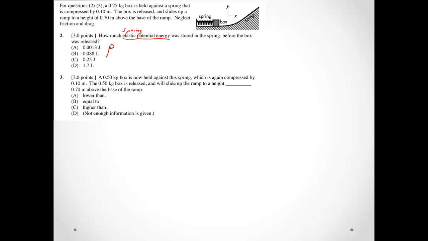So if we look on our equation sheet, we see that spring potential energy is 1/2 k delta x squared. And so that's equal to 1/2 times, let's see, we don't know k. I did not realize this is a different problem than I thought it was going to be. So we need a different approach. That's not going to work.